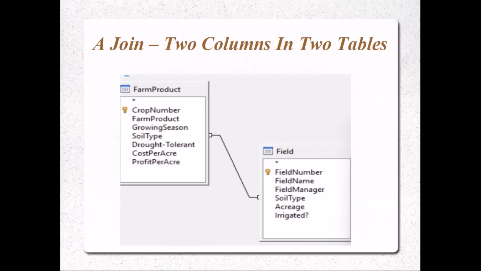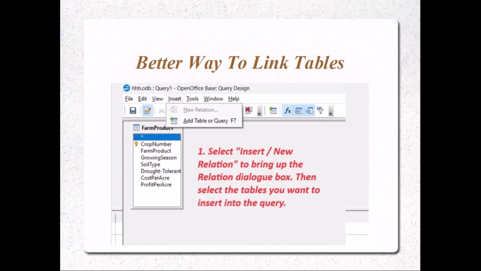So what we did, the first time, was make a join between two tables on a common column. We just drew a little line with the mouse, found the two column names, and linked them together. That's a very simple way that works fine if you know what you're doing, if you know what you're looking for. But there's a better way to link tables, which is more robust.